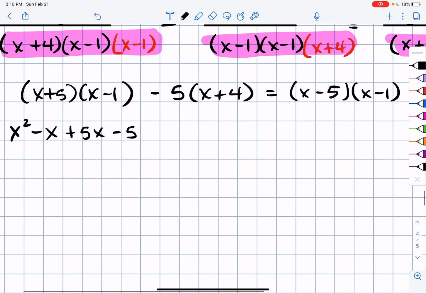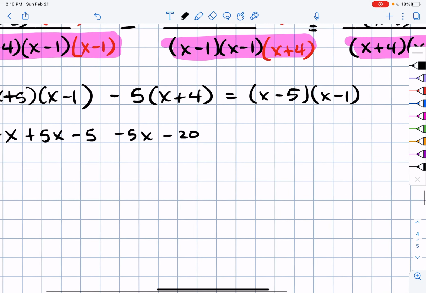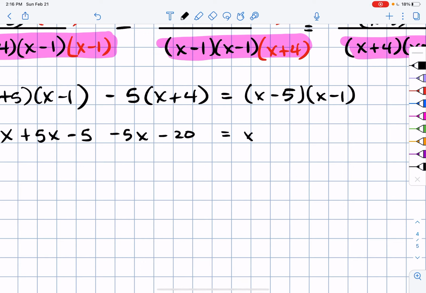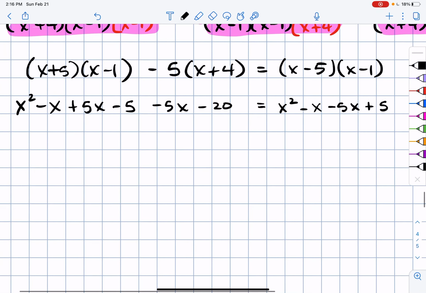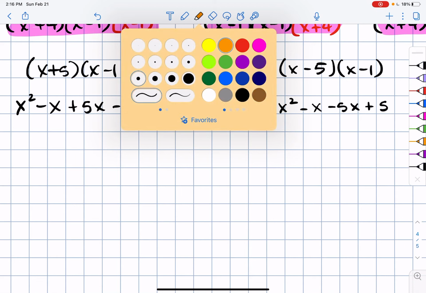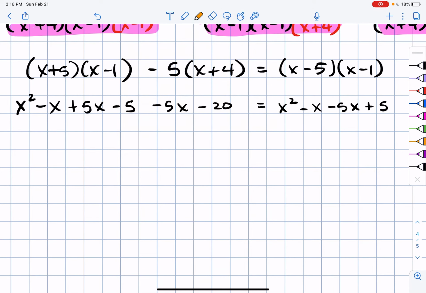So this middle one is going to be negative 5x minus 20, is equal to x squared minus x minus 5x plus 5. And there you go. Okay. So let's combine like terms. All right. Wow, so many like terms. Gets crazy. Okay. So I have my x, an x, and an x here, right?